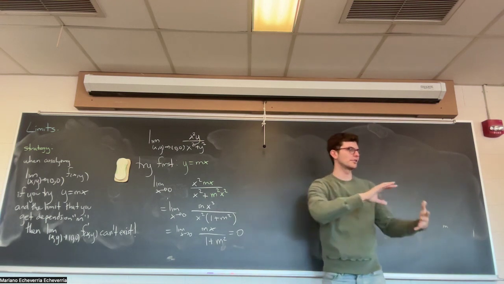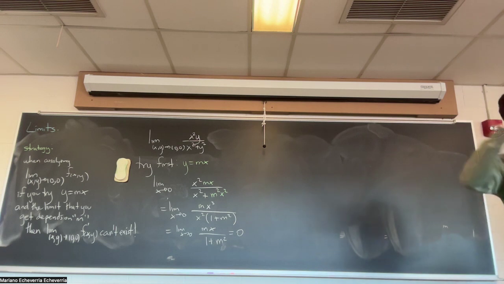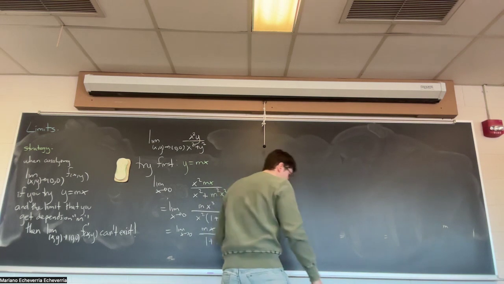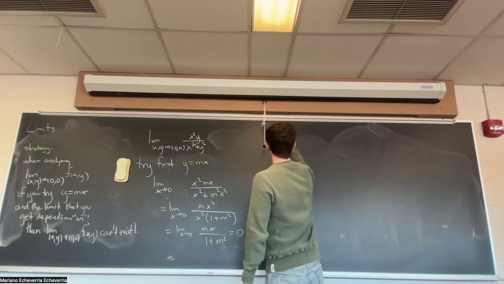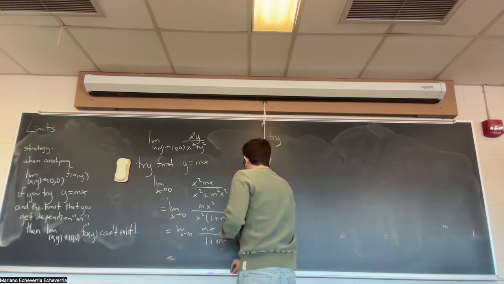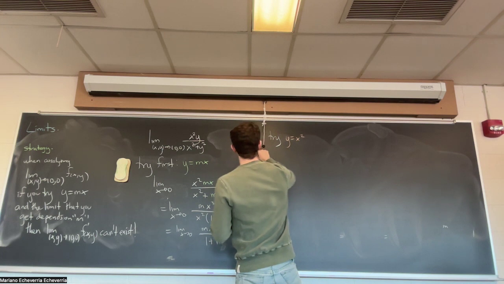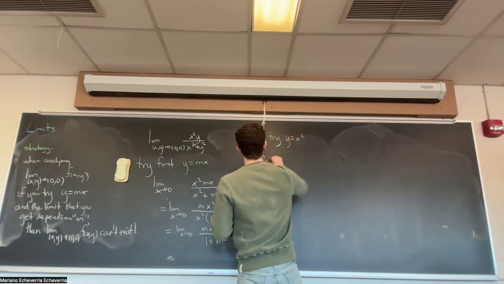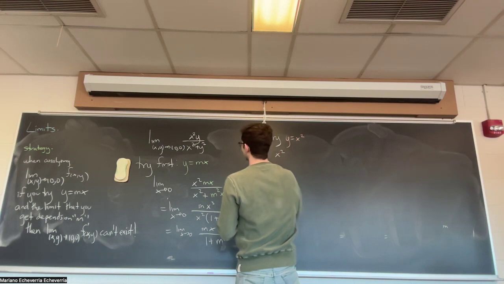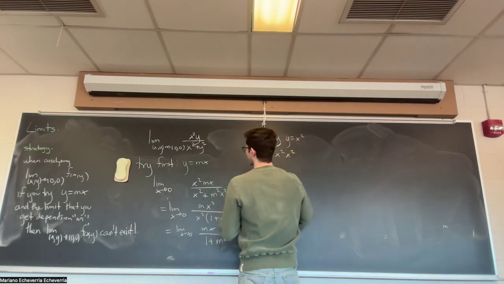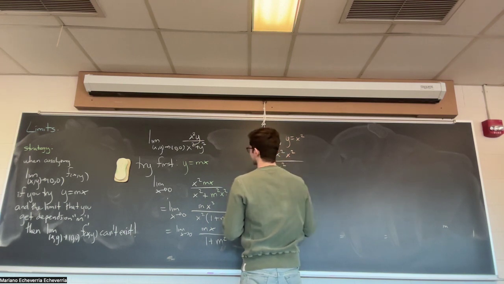Just to do another example, you could also approach the origin using a parabola, like the one we tried last time as well. So what happens if you try the parabola y equals x squared? You would get now the limit as x approaches 0. This is still x squared, y becomes x squared also, and so you get now x squared plus x to the 4.